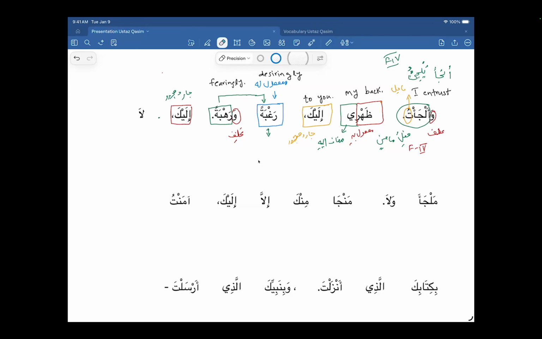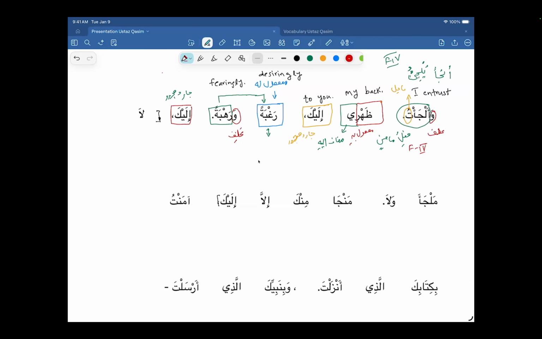Now this sentence has ended here, and a new sentence is started. Usually in the hadith and Quran we don't have punctuation, so there should be a full stop here, but there's none. That's fine, we'll put a full stop here. Now start a new sentence: La malja'a wa la manja'a minka illa ilayka. Now there's another sentence from here to here. That's a complete sentence, so let's look at this one.